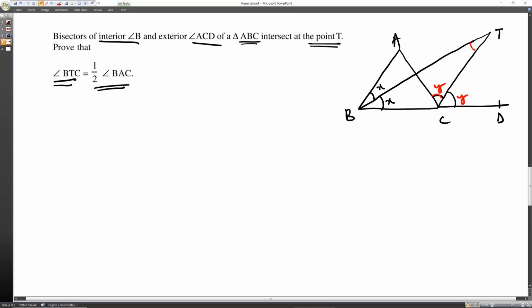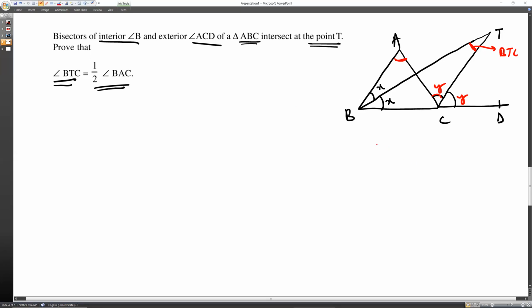BTC. This is BTC. And what you need another is BAC. BAC is this one. You need the relation of these two. So this question can be solved by using the exterior angle sum property.